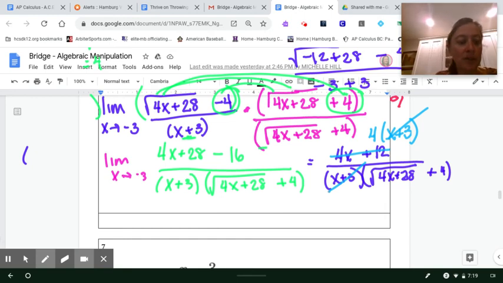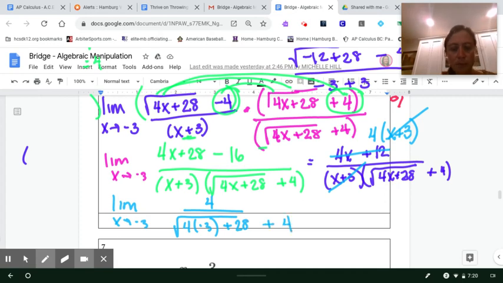And I'm going to use direct substitution to evaluate that. So I have my limit as x approaches negative 3. I'm going to plug in my negative 3. So I have 4 over, let's see, I have the square root of 4 times negative 3 plus 28, and then a plus 4. So it's negative 12 plus 28. That's going to give me 16, which is then going to give me the square root of 16, which is 4. So I have 4 over 8, which I believe should get me a 1/2.